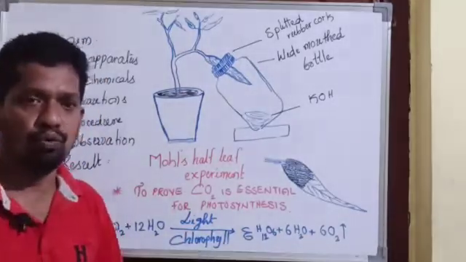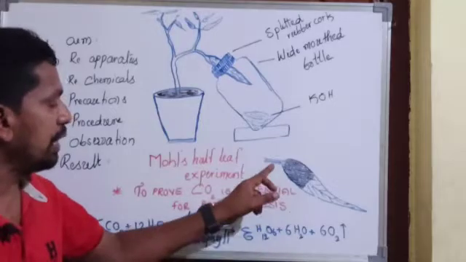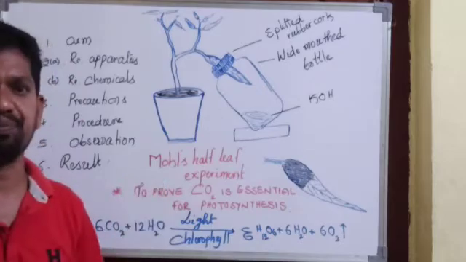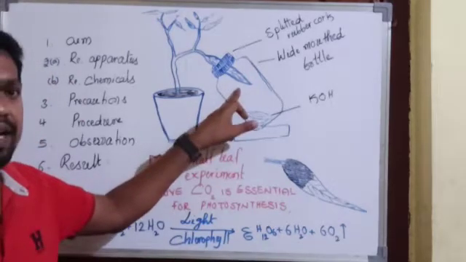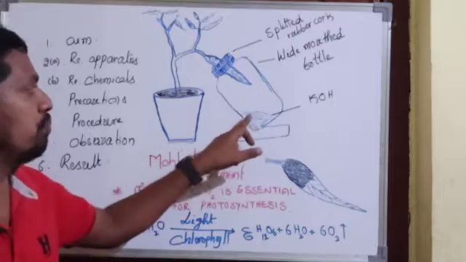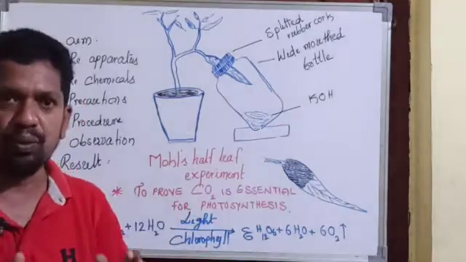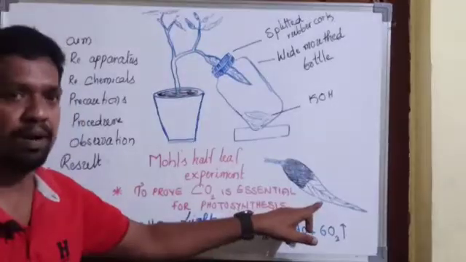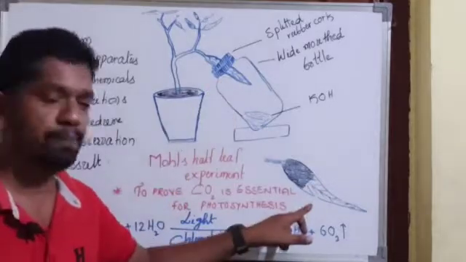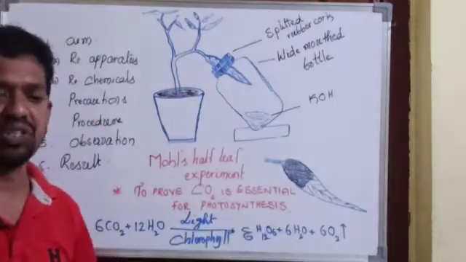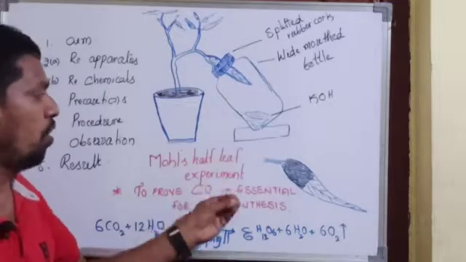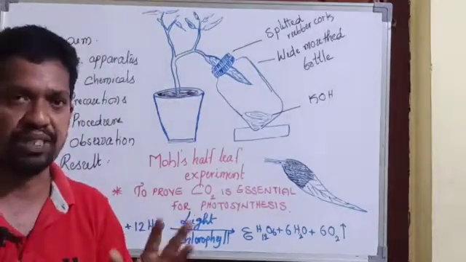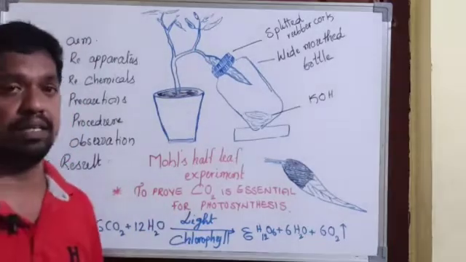Result. We supply an equal amount of chlorophyll, water, and light for both sides of the leaf. But inside the bottle, carbon dioxide has been absorbed by the potassium hydroxide solution. Due to the lack of carbon dioxide in the bottle, the second half of the leaf is not supplied with carbon dioxide, so the second portion could not be converted into blue and blackish, which indicates that carbon dioxide is essential for photosynthesis. Of course, very easy.